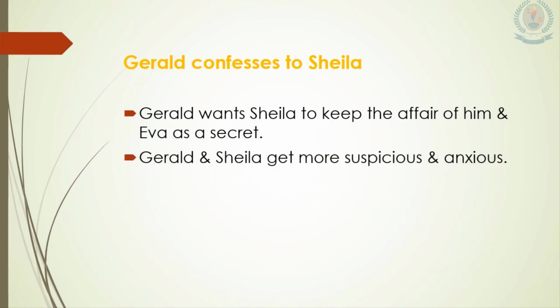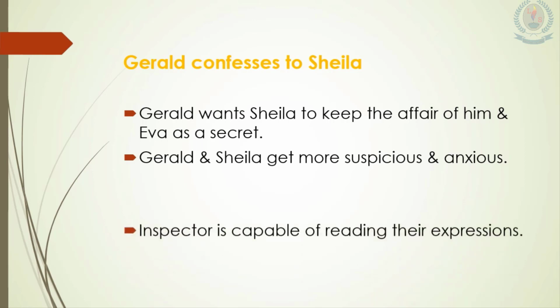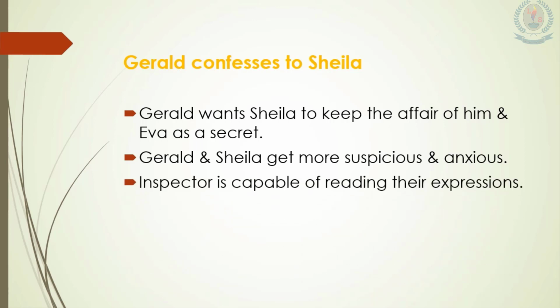suicide. And here towards the end, we see Sheila and Gerald get more suspicious and anxious, because now Sheila understands the logic of the inspector and she understands that it is going to be exhaustive. On the other hand, the inspector is brought out as a character who is capable of reading their expressions. Why did he just leave the two of them in the room and go away? Because here the inspector wanted Gerald to confess to Sheila.